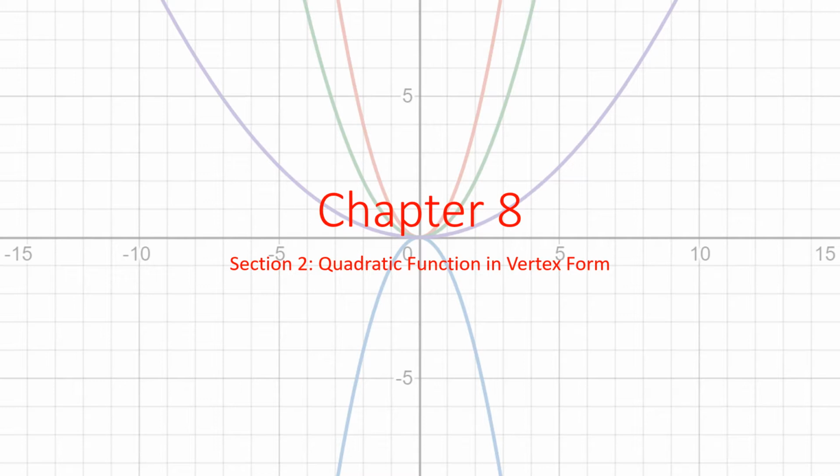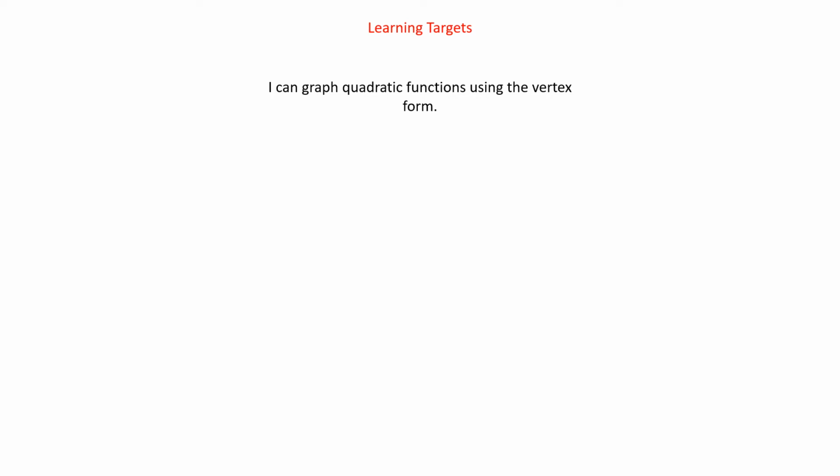We have a few different forms, ways the equations can look. Kind of like with lines, we had slope-intercept, we had point-slope, we had standard form. Same idea. We have a few different forms for quadratics that each have their own benefits. Vertex form is really good when we're using graphs, going back and forth with graphs. So our learning target: I can graph quadratic functions using the vertex form.